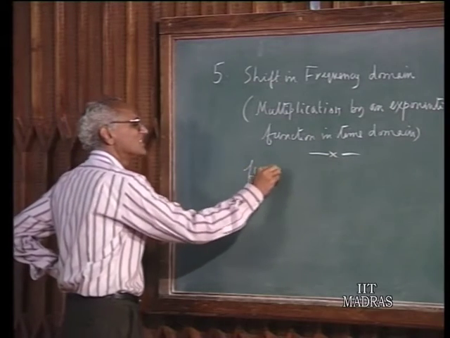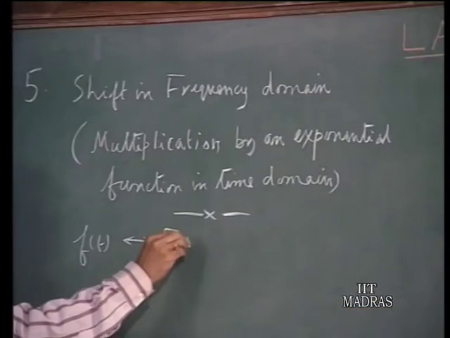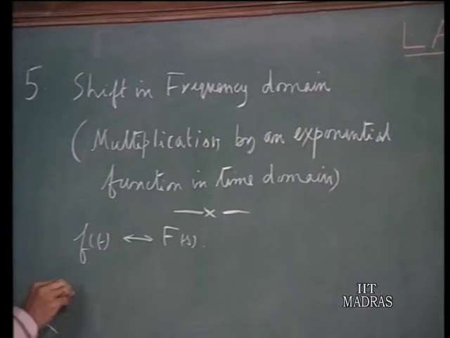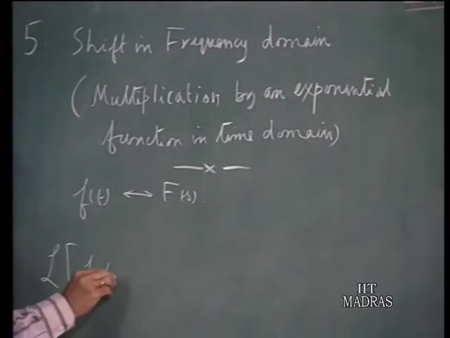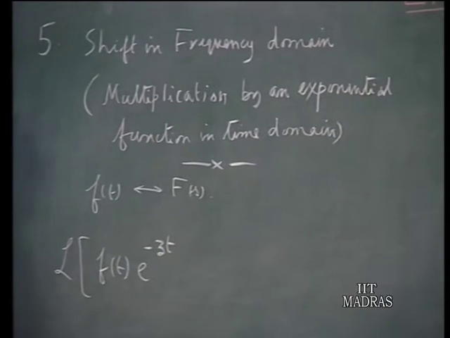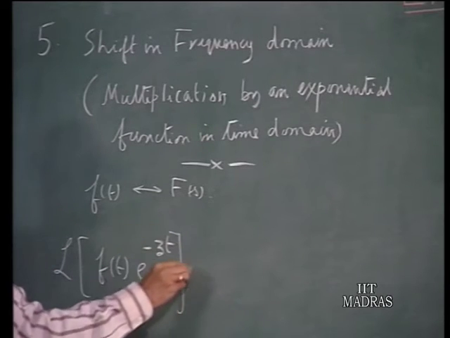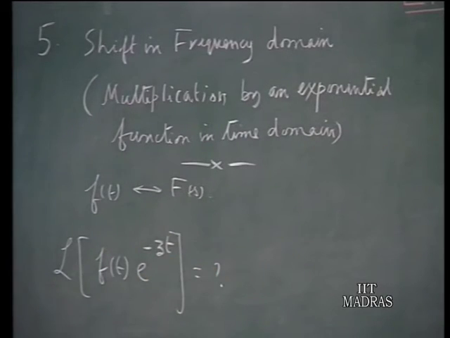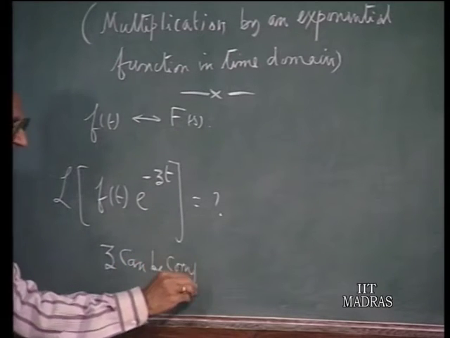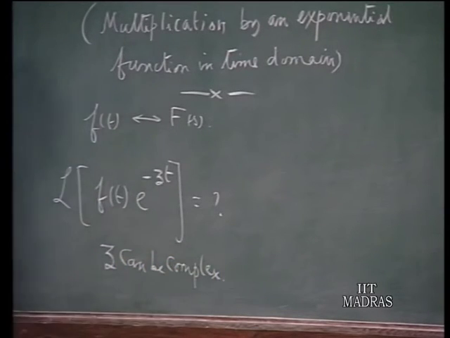Let us consider an f of t whose Laplace transform is F of s. The question which we would like to ask is, what is the Laplace transform of f of t multiplied by e to the power of minus z t, assuming, of course, that f of t is a causal time function? What is it equal to? To make for generality, z can be complex. So, this is what we are going to look at.